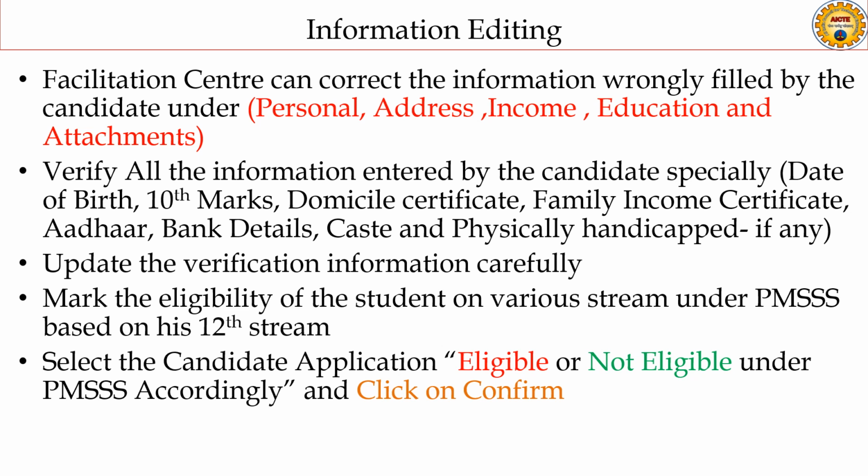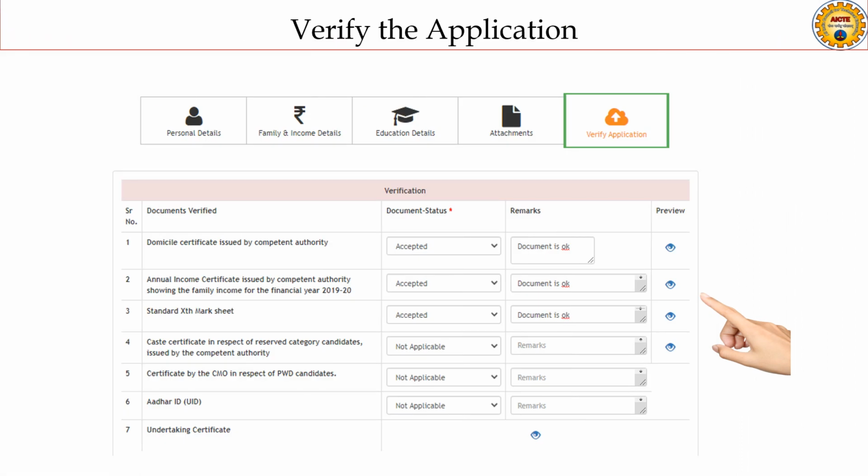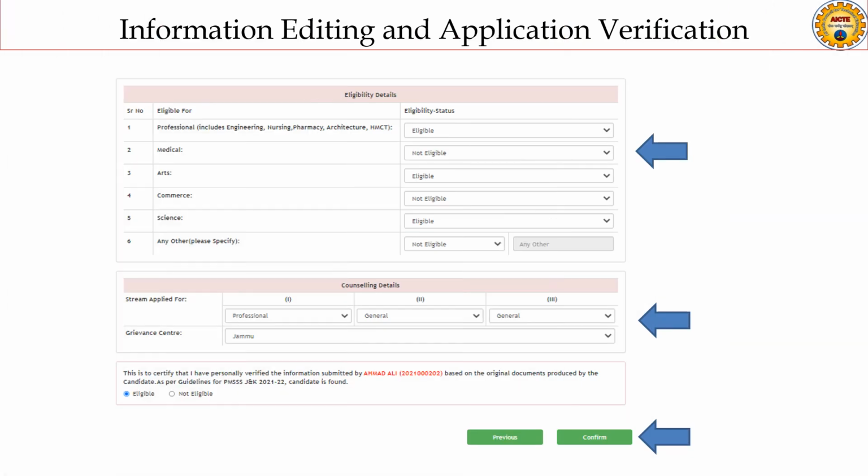Mark the eligibility of the student on various streams under PMSSS based on his 12th stream. Select the candidate application eligible or not eligible under PMSSS accordingly, and then click on Confirm. In the profile of the candidate, the Facilitation Center can view, edit, and verify all the information entered by the candidate in the application form. The Facilitation Center has to then click on Confirm.